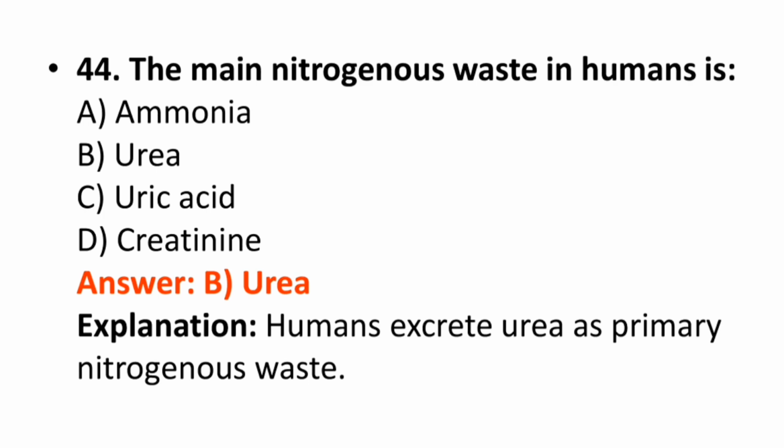The main nitrogenous waste in humans is option A, ammonia, option B, urea, option C, uric acid, option D, creatine. The correct answer is option B, urea. Humans excrete urea as a primary nitrogenous waste.